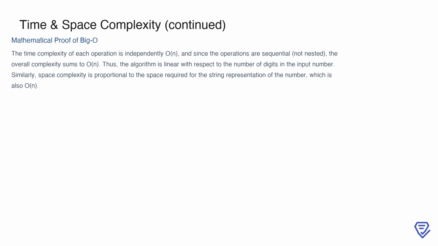in the input number. Similarly, space complexity is determined by the storage requirements for the string representation of the number and the modified strings, which are proportional to the number of digits, leading to a space complexity of O(n). This linear relationship in both time and space makes the solution both efficient and scalable.